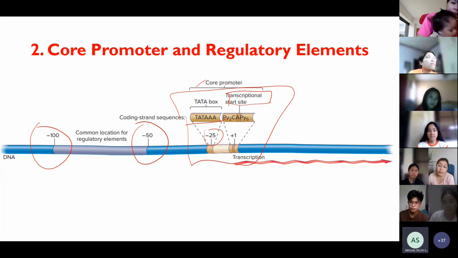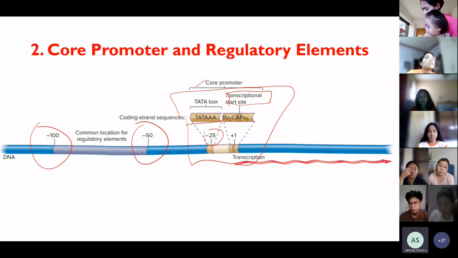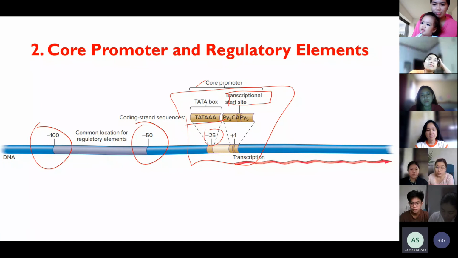And in the absence of our enhancers, most of our eukaryotic genes would have very low basal transcription. We also have certain conditions in which we need to prevent transcription, so we term these the silencers. Silencers are the sequences that inhibit transcription.